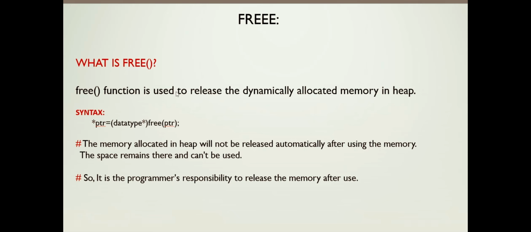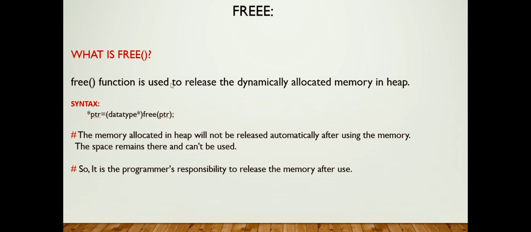Free function. The free function is used to release the dynamically allocated memory in the heap. Syntax: star ptr is equal to data type star free ptr. The memory allocated in the heap will not be released automatically after using the memory. The space remains there and cannot be used. So, it is the programmer's responsibility to release the memory after use.